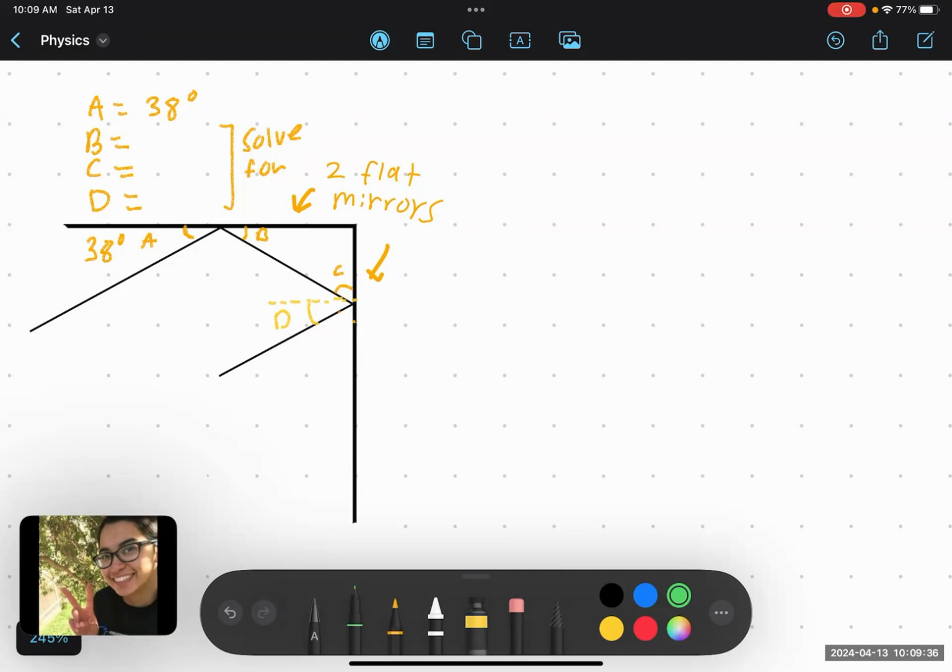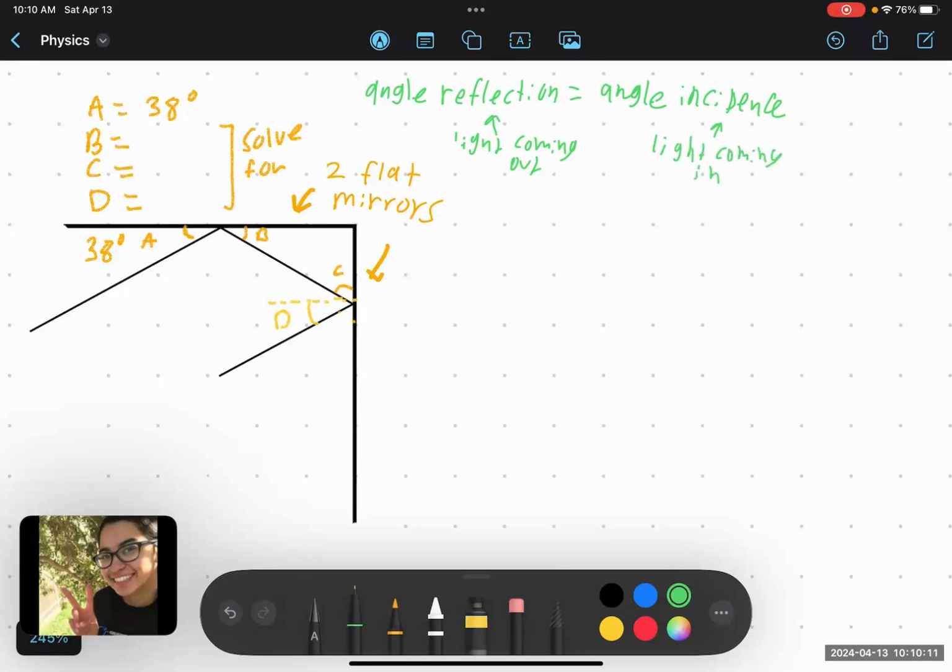So the reflection would be the light coming out, and the incidence is the light coming in. Cool. And then that's the law of reflection.